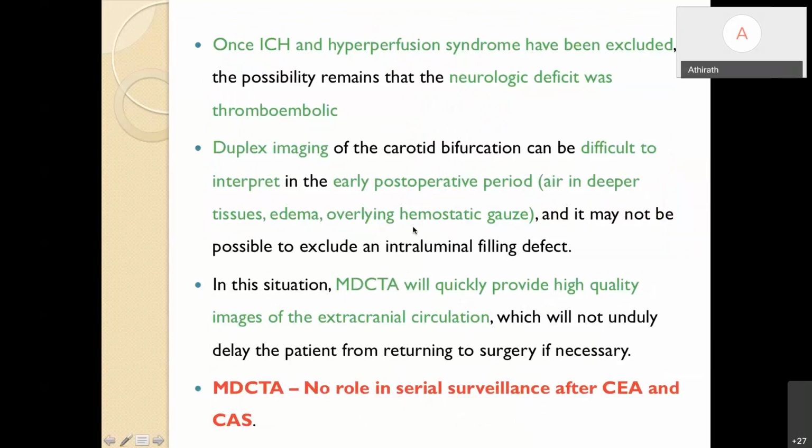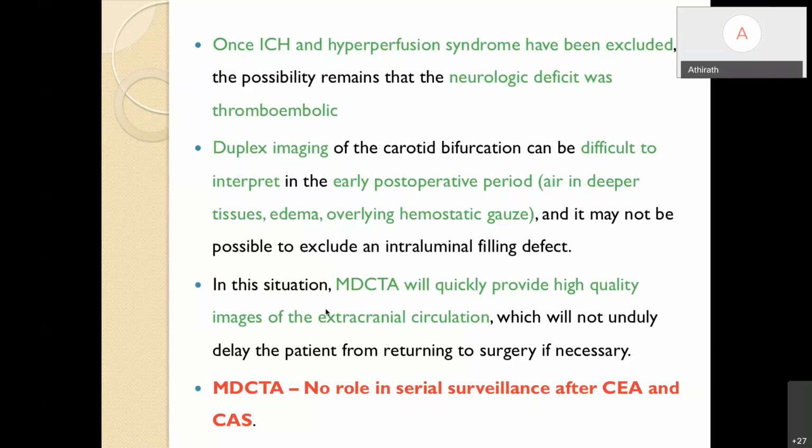So once you exclude ICH, intracranial hemorrhage, and hyperperfusion syndrome, the next most common cause will be a thromboembolic reason. But after 12 hours, duplex imaging will be very difficult to interpret because of the air in the deeper tissues and edema overlying the hemostatic gauze. Therefore, after 12 hours, whenever you think that there is any thromboembolic phenomenon and there is some local pathology in your surgical site, you require a CT to confirm it and intervene properly.